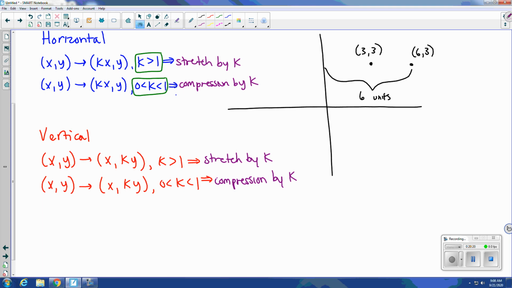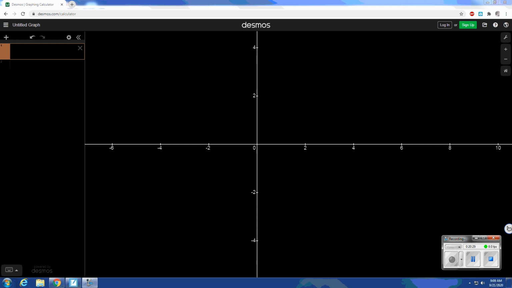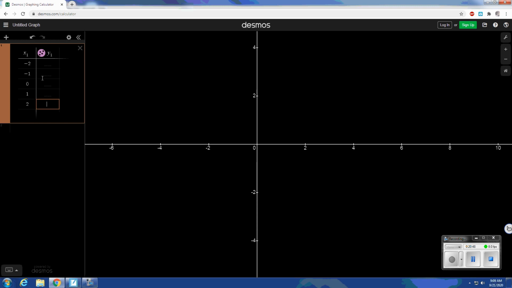So now that we have abstract rules for each, let's take a look at a nice visual on Desmos to support our claims. So now that we're over to Desmos, I'm going to add in a point. Actually, let's do a series of points so you can see them all move together. So if we add in a table, let's just go from -2, -1, 0, 1, 2, and then we'll place these at different locations.